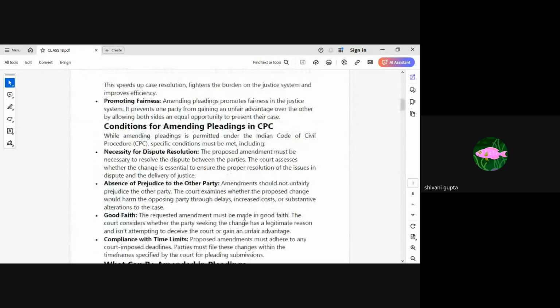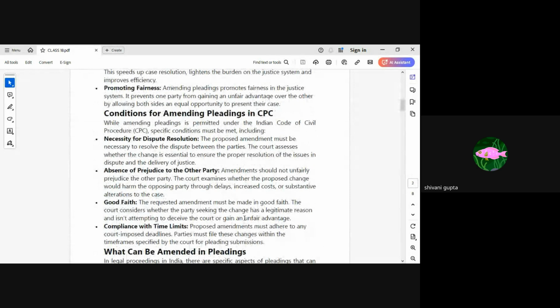These are the importance. Now, are there any conditions for the amendment of pleading? Yes, there are certain conditions. For example, there must be a necessity: the court assesses that the change is essential and required so that proper resolution can be had. Next is the absence of any prejudice to the other parties, which is also something the court may consider.